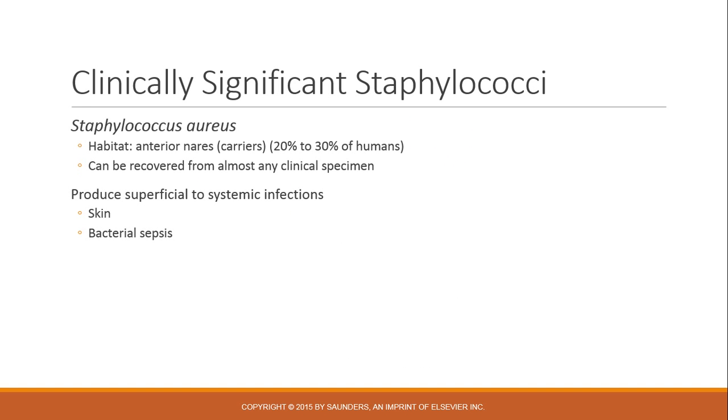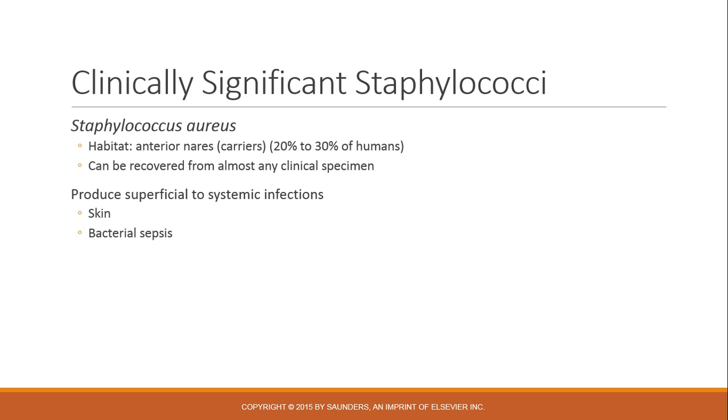What's the clinical significance of Staphylococcus? So why is it important clinically? Staphylococcus aureus is the first organism we're going to talk about, and it can usually reside in the nose of humans. 20 to 30% of people can have Staphylococcus in their nose and not exhibit symptoms, so they're carriers. And that number is probably higher now. It can be recovered from almost any clinical specimen, either as a pathogen or as normal flora. So it's everywhere on our bodies, and it can cause basically any kind of infection.